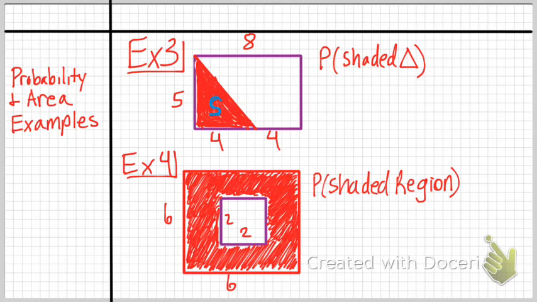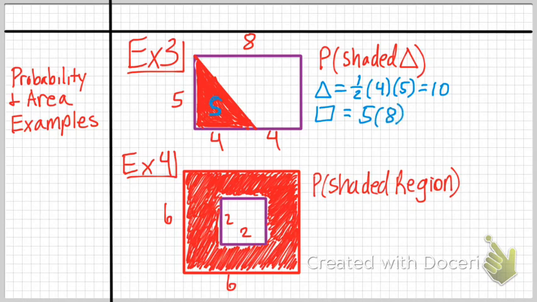Okay, so we know that it's going to be the area of the shaded region divided by the area of the larger region. So, we just have to calculate the areas. So, our triangle, the area is 1/2 times 4 times 5, and that's equal to 10. And we also have our rectangle, and our rectangle is 5 times 8, and that's 40. So the probability that we fall within the shaded region is going to be 10 out of 40, but I could also write this as 1/4 or 25%.